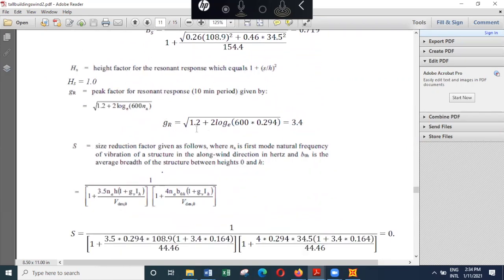When you calculate that value, it's 3.4, and you can see all these parameters are given in the form of equations, which means you can easily write a spreadsheet program for calculating this. So most design engineers have a spreadsheet program. Once you plug in the numbers, you can straight away get the answer, because most of these parameters can be defined at the beginning of the spreadsheet.